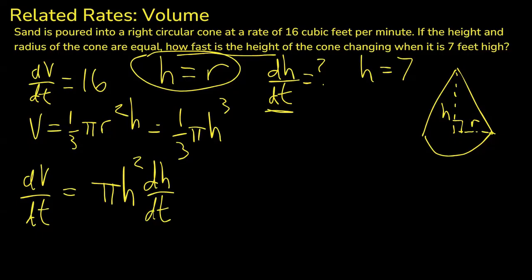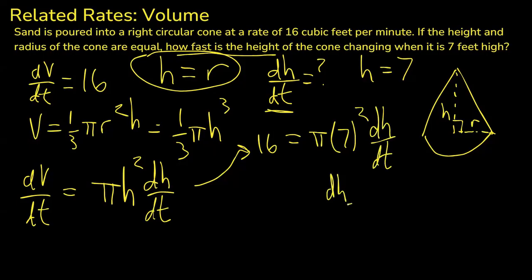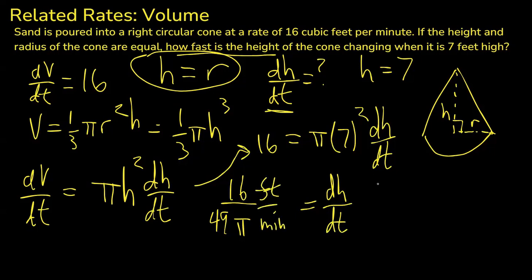And at this point, we could either solve for dh dt and then plug the values in, or plug the values in and solve. I sometimes like to plug the values in first. So if I divide here, dh dt is going to be 16 over 49 pi. 7 squared is 49, and we would divide by that. The units here, since it's the rate of change of the height, would be feet per minute. Again, units for height over units for time.